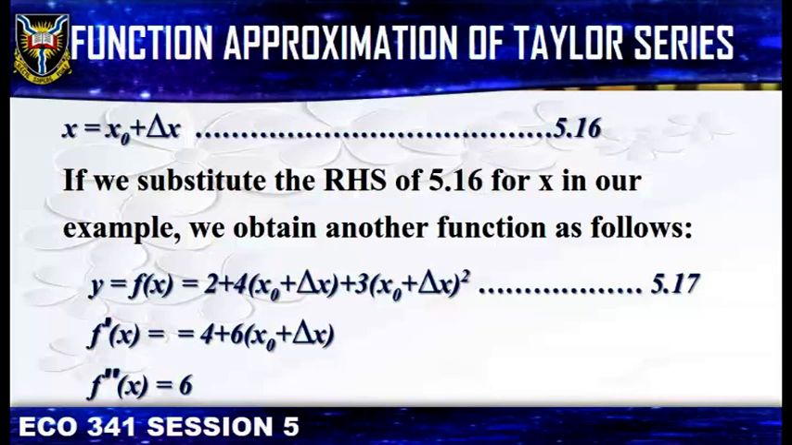If we substitute the RHS of 5.16 for x in our example, we obtain another function as follows. y is equal to function of x is equal to 2 plus 4 into bracket x naught plus dx plus 3 into bracket x naught plus dx bracket squared. Equation 5.17. f prime of x is equal to 4 plus 6 into bracket x naught plus dx. f double prime of x is equal to 6.